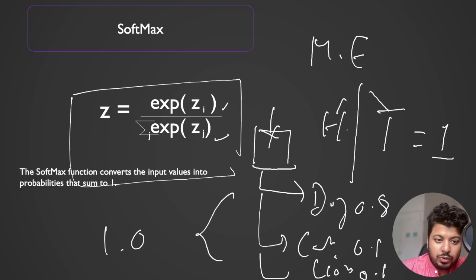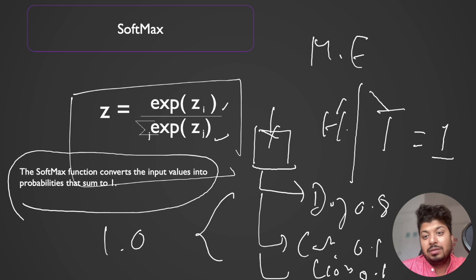As it happens in probability. So the softmax function converts the input values into probabilities that sum to 1, and it is mostly used where we have to do a multi-class classification problem. In the next part, I'm going to explain in what scenarios and in what layer you have to use an activation function.